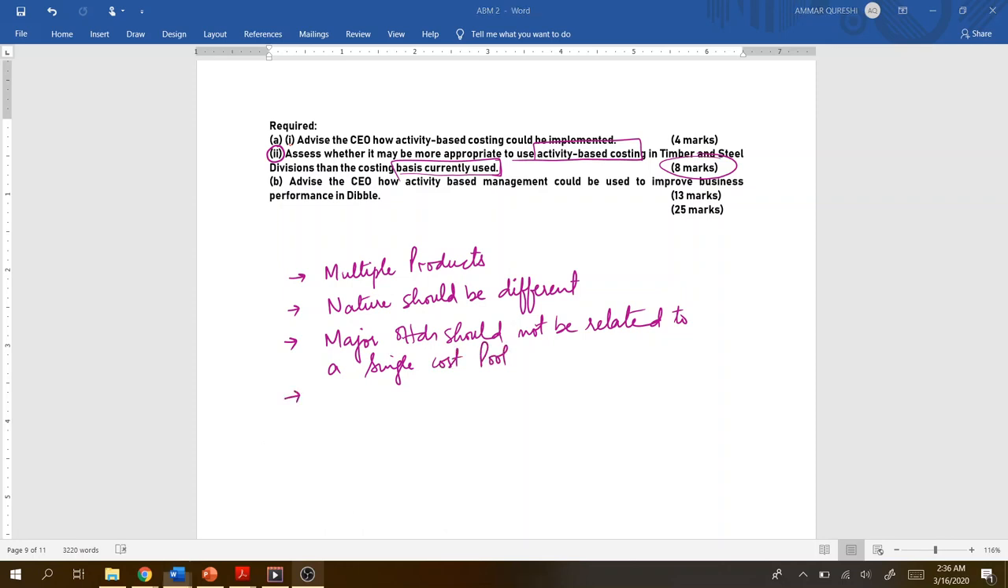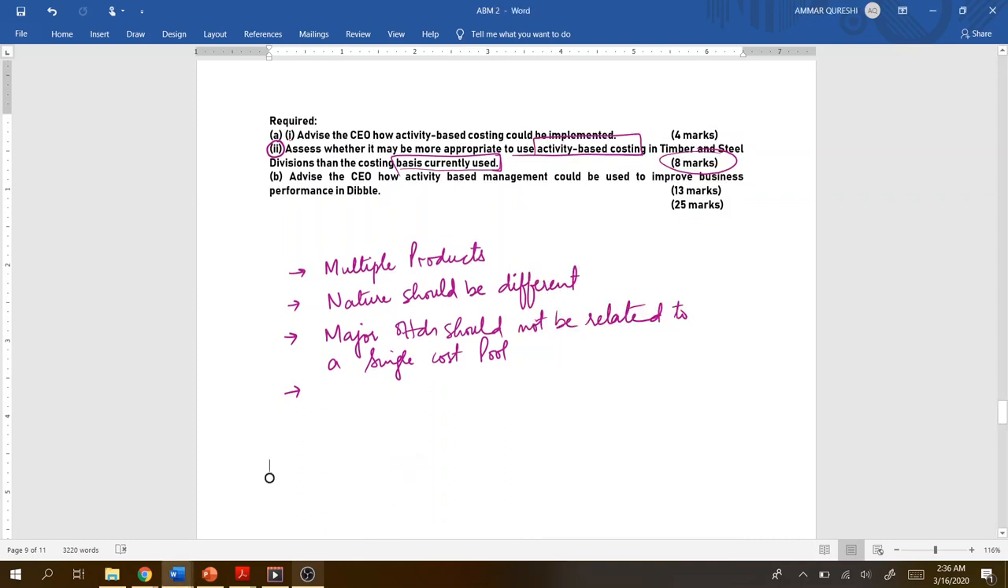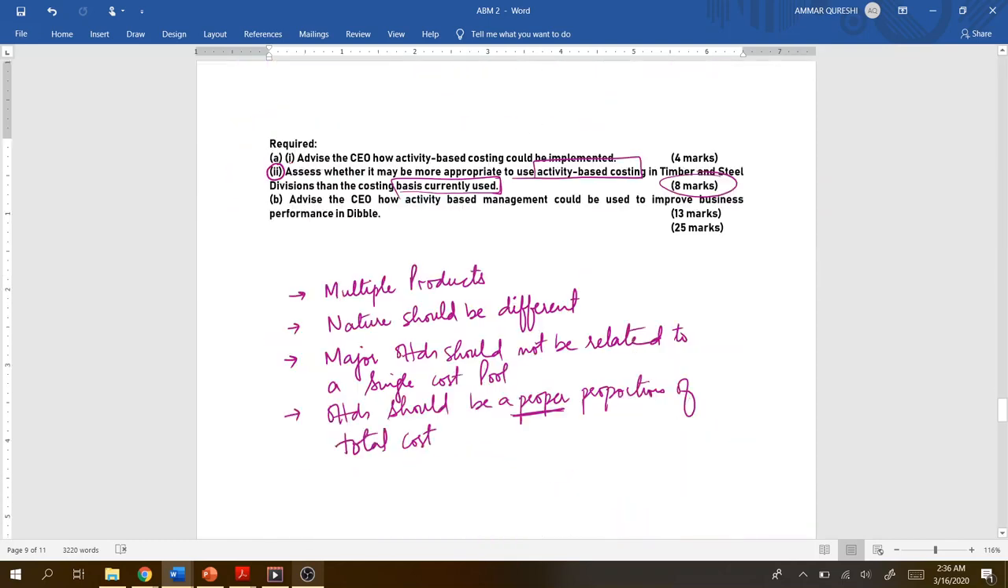And one more point was that overhead should be a proper proportion of total cost. Proper in the sense, if it's 10% overhead, there is 90% direct cost and just 10% overhead, so managing overhead will not benefit you, right? If your overheads are 60% of the total direct cost, then definitely it's going to create an impact, right? So if you want to justify whether the company should use ABC or not, we have to check these 4 points, right? Whether these points are applicable in the situation or not, right?